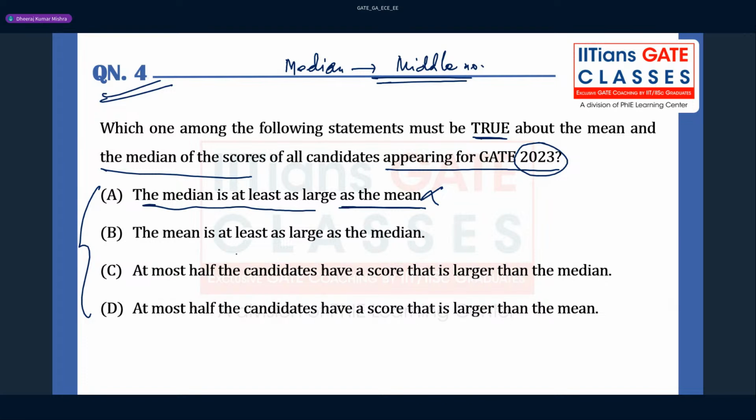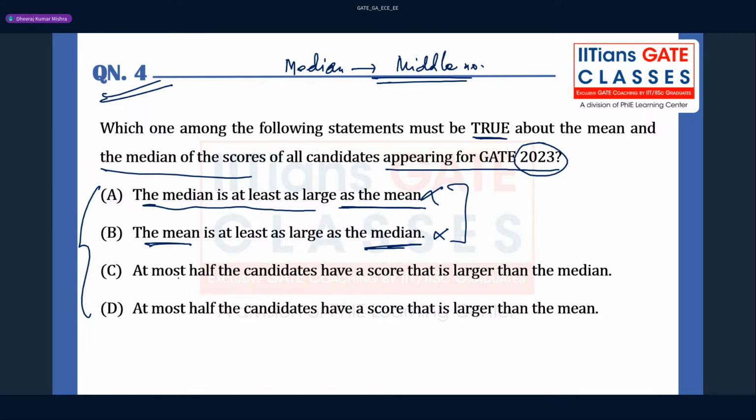The mean is at least as large as the median. This also is not necessarily true, for the same reason. So both the options are eliminated, right? Here they are calling the mean larger than the median, but you can't comment on that, because unless you get the scores, how can you say that the median is greater or the mean is greater?